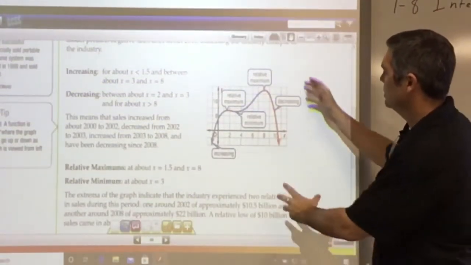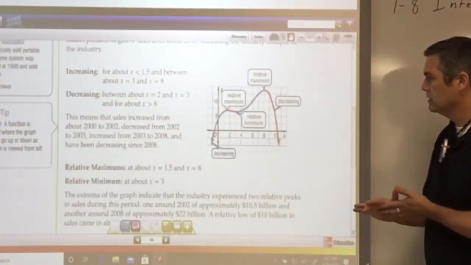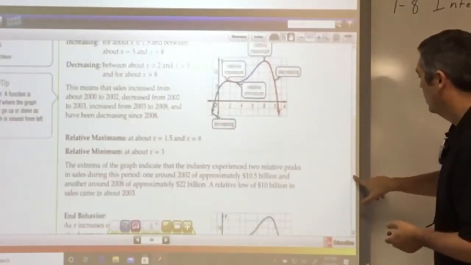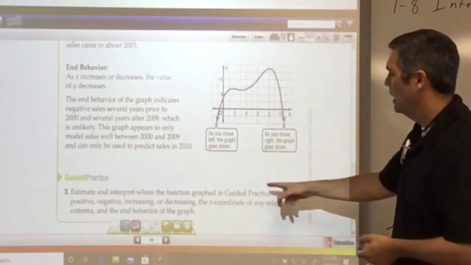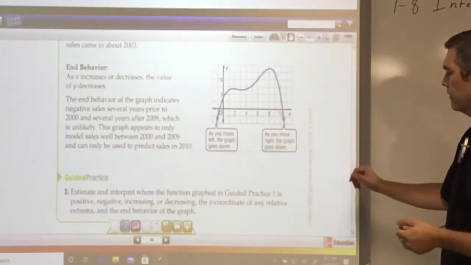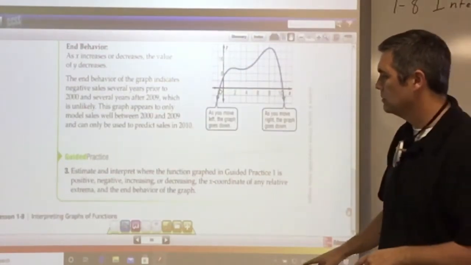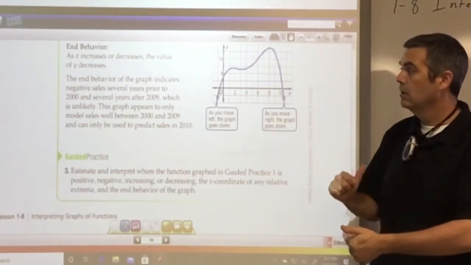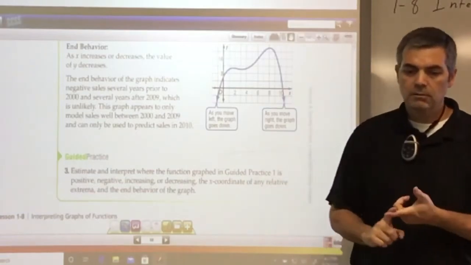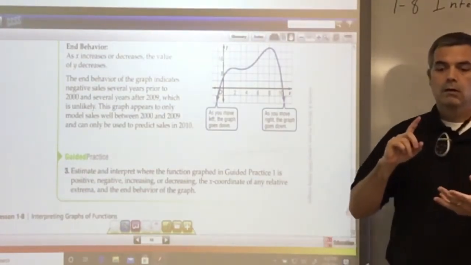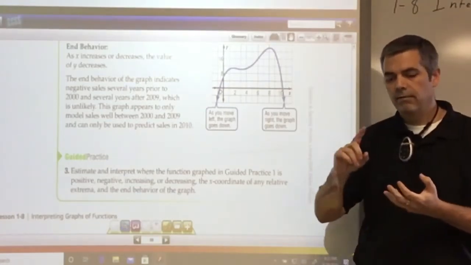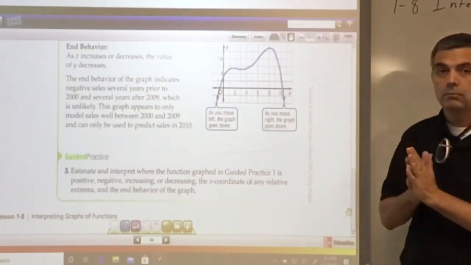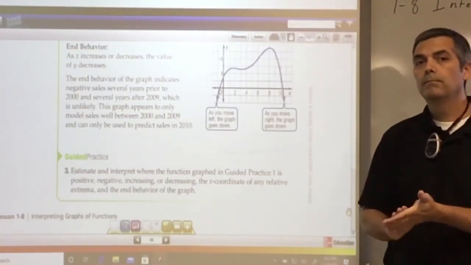Okay, and then here's their whole description of it, just so you can check me and see what it looks like. You can see as you move to the left, the graph goes down. As you move to the right, the graph goes down. That's what you're really looking at. You're going to see some of these. Make sure you know what the end behaviors are. Make sure you know the extrema, the relative minimum, the relative maximum, what it means to be positive or negative on a graph, whether it's increasing or decreasing. If you can do all these things, you're going to be in really good shape and be able to read a graph pretty well. Do you have any questions?